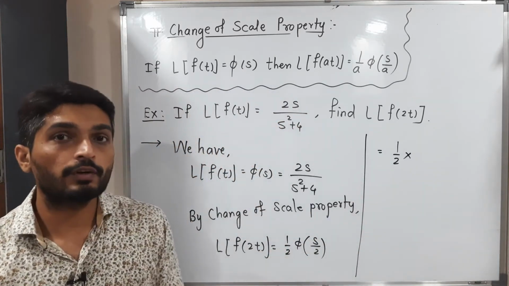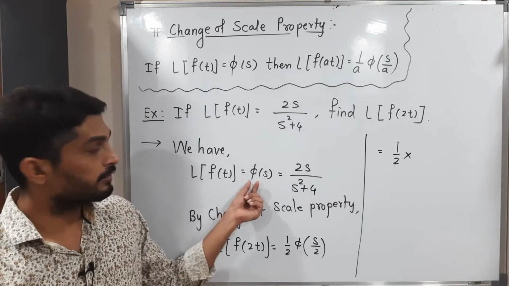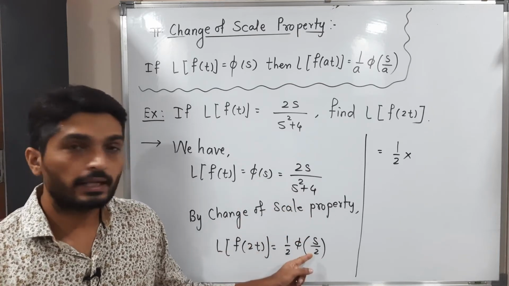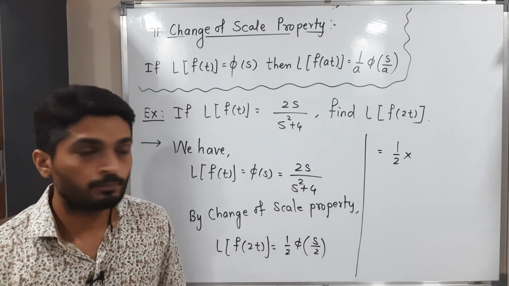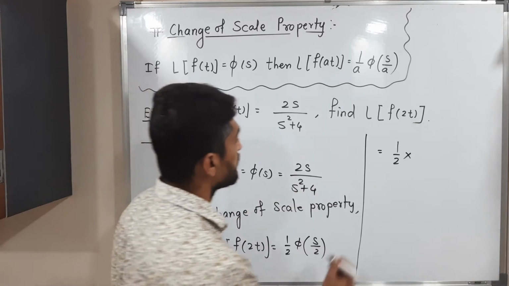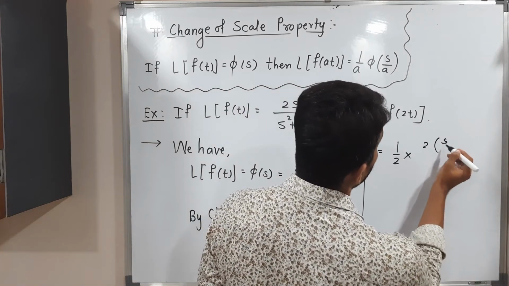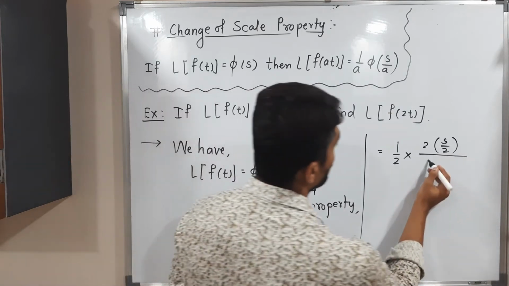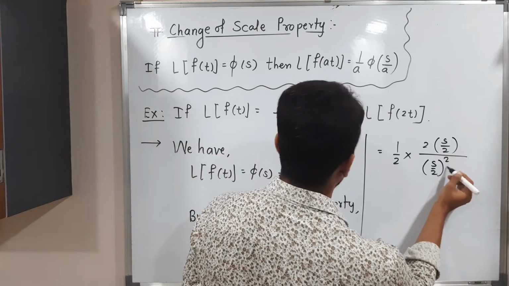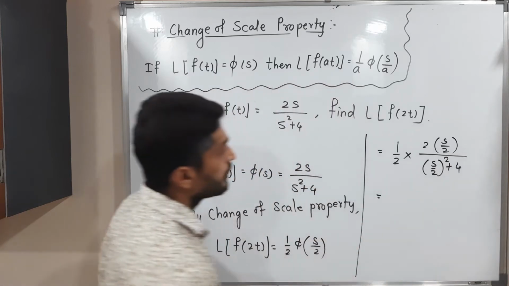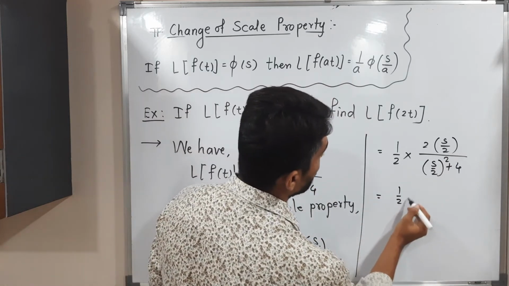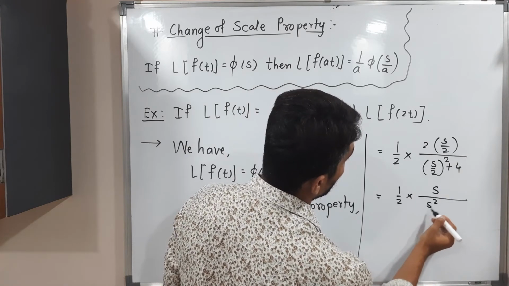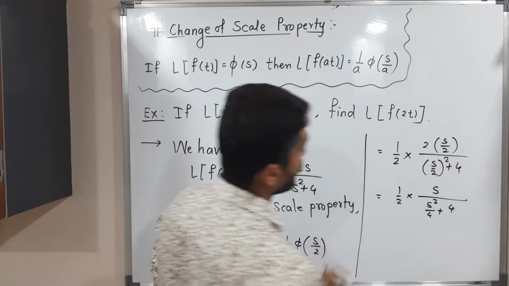So the question is how to find phi of s by 2. Phi of s we already have. Simply we have to replace s by s by 2. So in place of s I am writing s by 2. Here also in place of s I will write s by 2, s by 2 square, plus 4. So 1 by 2, let me simplify it further. The 2 cancels, s upon, if you take the square, s square by 4 plus 4.